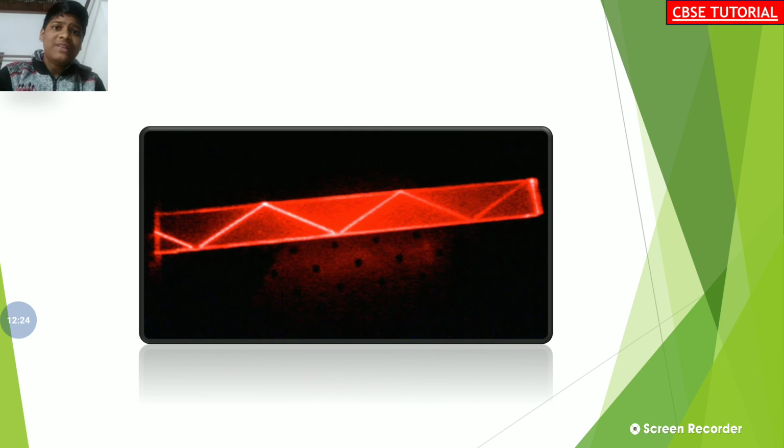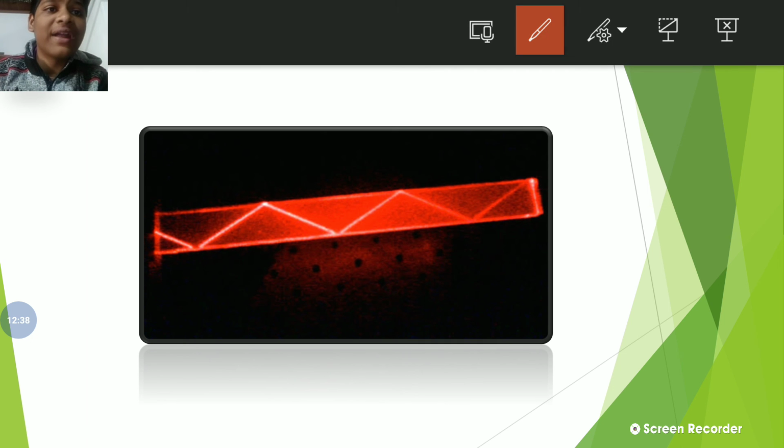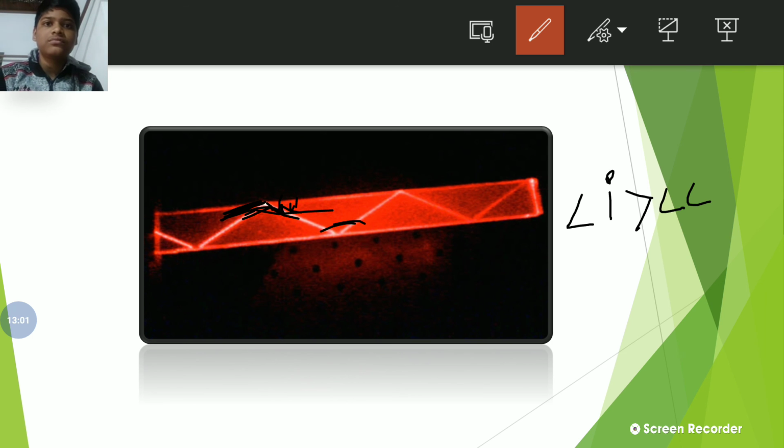So what happens here is that the angle of incidence at each point of reflection exceeds the critical angle. The angle of incidence at each point of reflection is greater than the critical angle. That is, angle i is greater than angle c. If this happens, then total internal reflection happens.